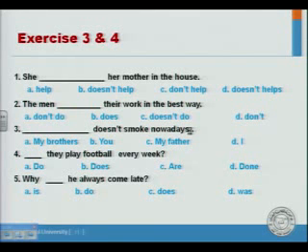Let's try this exercise. This exercise covers negative and question. She, her mother in the house. So she help? No, because it doesn't end with S. Doesn't help. The negative might be, it don't. So we cancel don't. Doesn't helps? Why is this one correct? Because we can't use it here, and help has no S. So the only answer is this one.